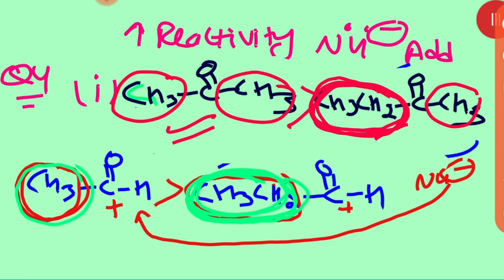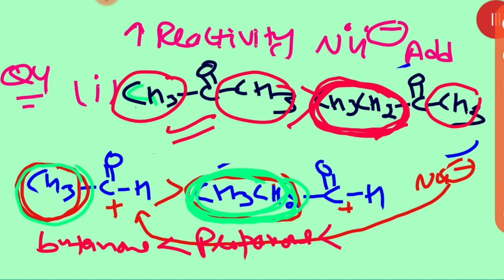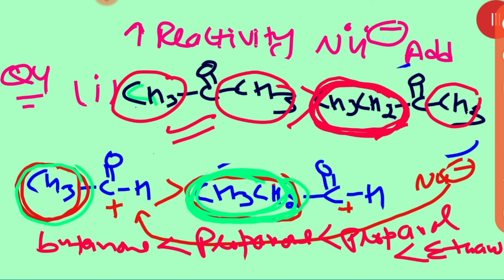Then, they told you in increasing order, right? So the least will be butanone. After that propanone. Then after that propanal. Then after that, last one, ethanal. Am I right? So ethanal will be the maximum reactive towards the nucleophilic addition reaction.